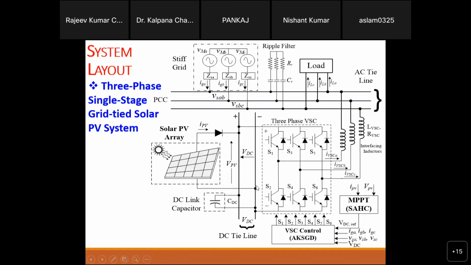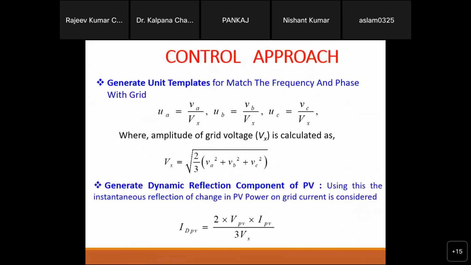So if this is the DC tie line, and you attach your DC loads here, then in this control you add one extra term. This PPV, which is the multiplication of VPV into IPV, will change. PPV minus DC loads, that is the power. Only one term you will change in this controller. If you attach any DC loads, just change the PV power to PV power minus those loads in brackets.